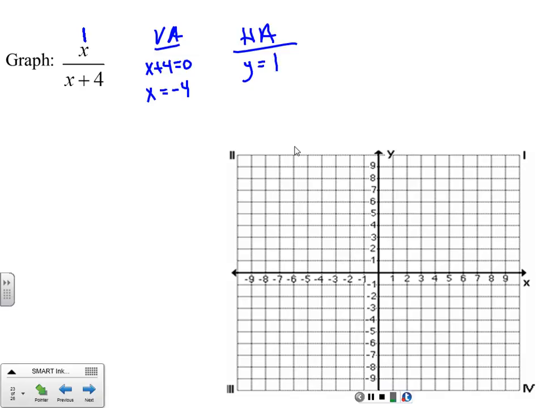You have a variable in the numerator. The degrees are the same. You have a first degree on top and a first degree on bottom, so it's leading coefficient over leading coefficient. So your y is going to be 1 over 1, which is just going to be 1. So this time we have a vertical shift and a horizontal shift. So x equals negative 4 is going to be your horizontal shift. And y equals 1 is going to be your vertical shift.